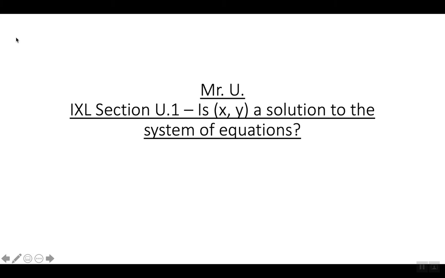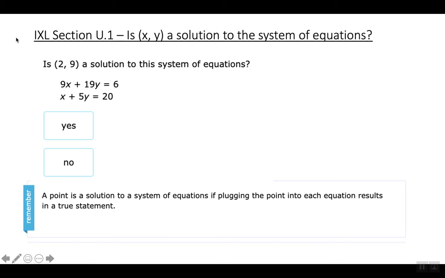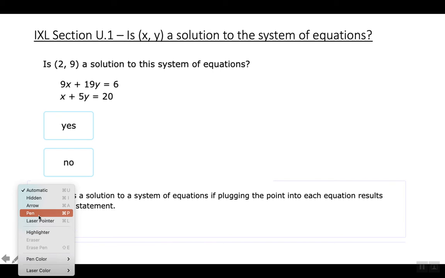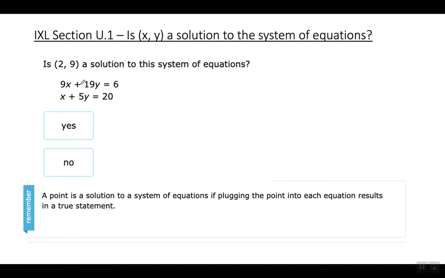IXL Section U.1, is (x, y) a solution to the system of equations. In this IXL, in each question they're going to ask you whether this point is a solution to this system of equations. A system of equations is when you have two or more equations together. Like right here, I got two equations.